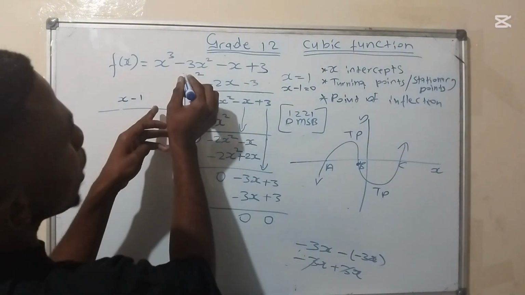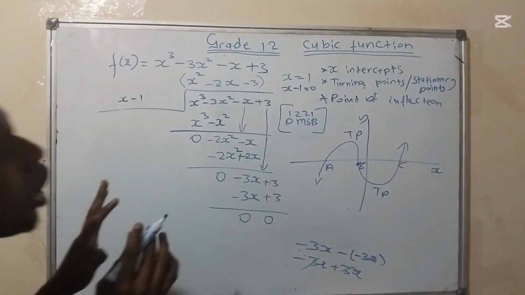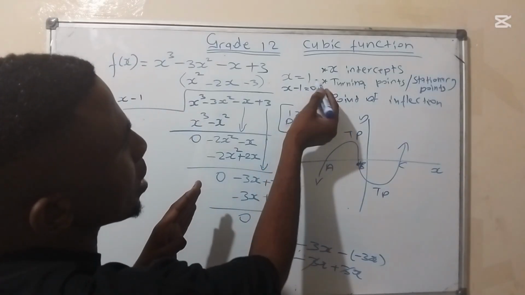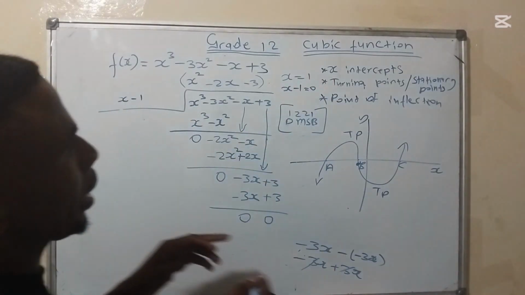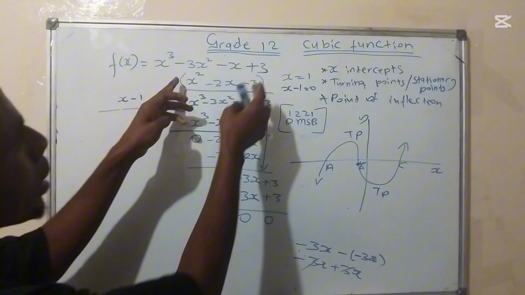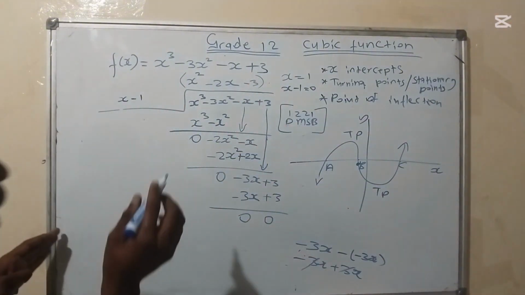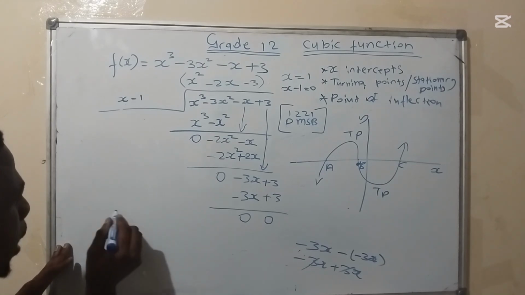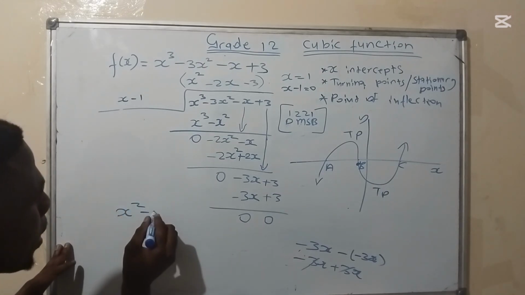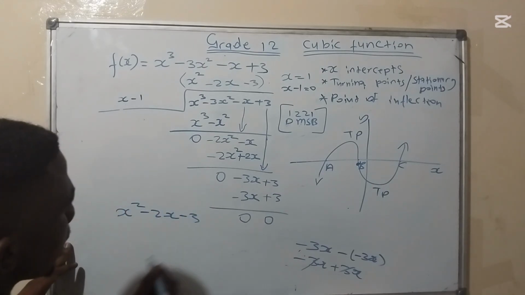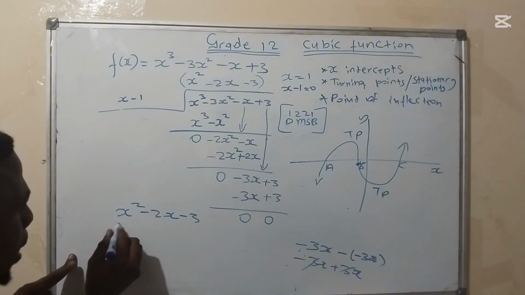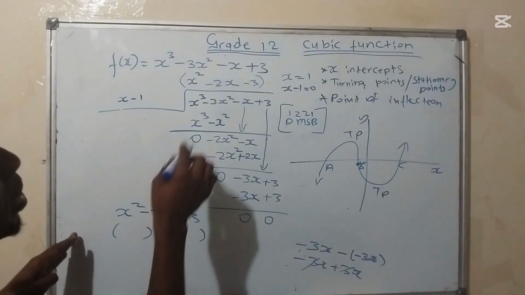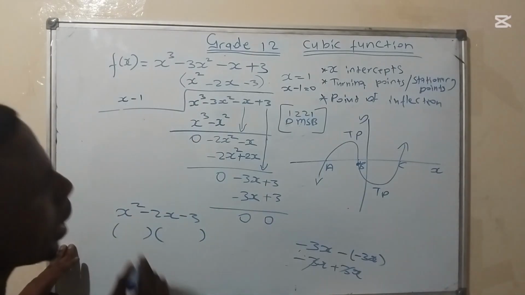Then this is the equation that we are going to use to find what? To find the other factors, because you've managed to find the first factor using what? Using trial and error. Now we are going to use this equation to find other factors, the other x-intercepts, in other ways. So we have x squared minus 2x minus 3. Then now let's factorize this so that we can find the other two factors.